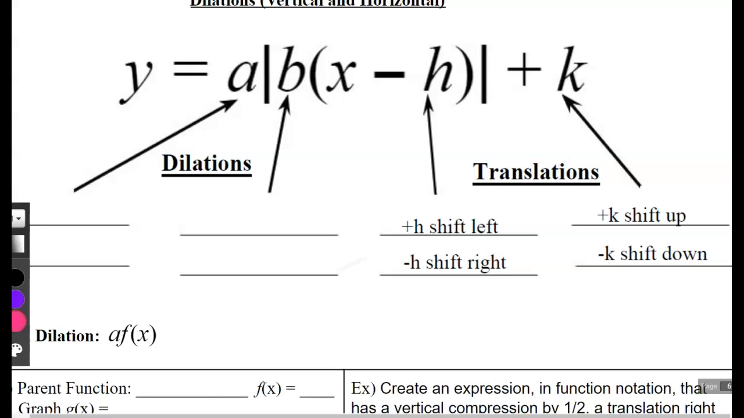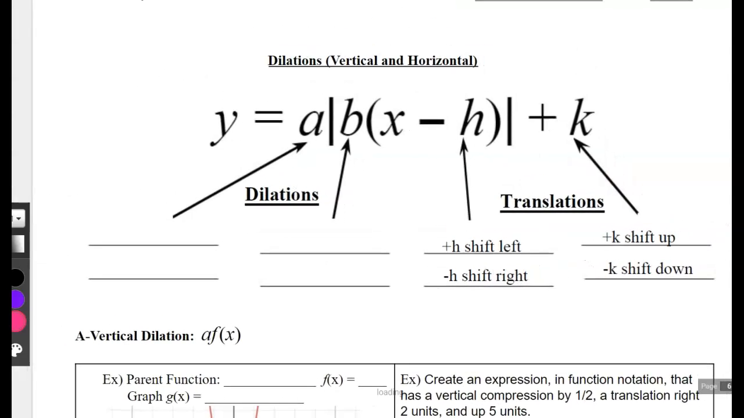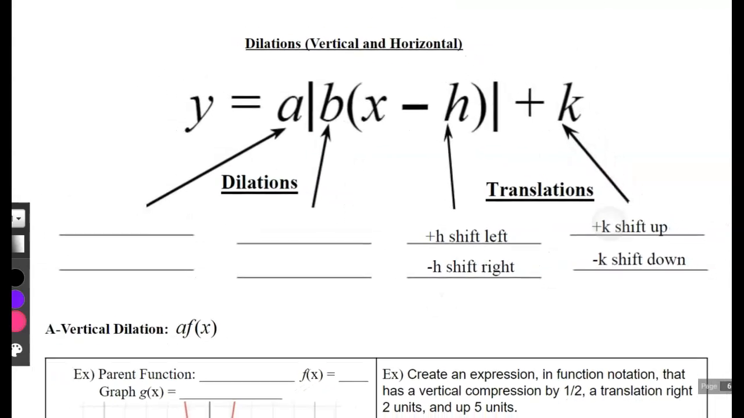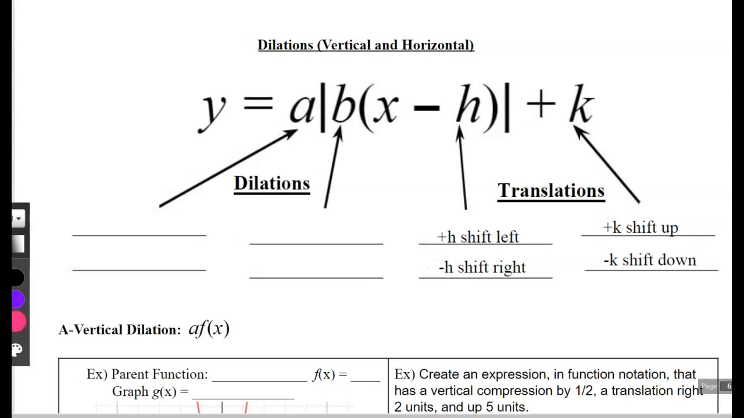Okay. So now on to dilations. Does anyone remember in geometry, when you were dilating shapes, what the heck were you doing to those shapes? Yes, you were taking a shape, say a triangle, and you were making it smaller or making it bigger. We're doing the exact same thing today, but to lines on graphs.